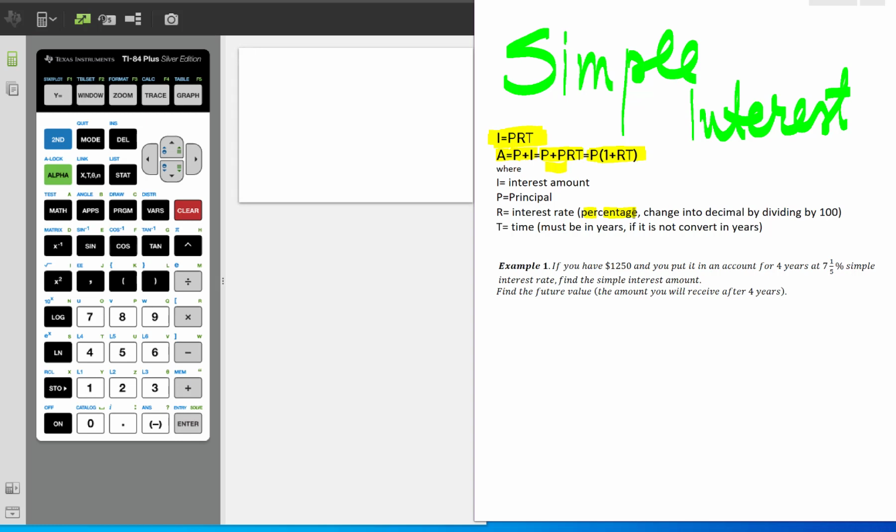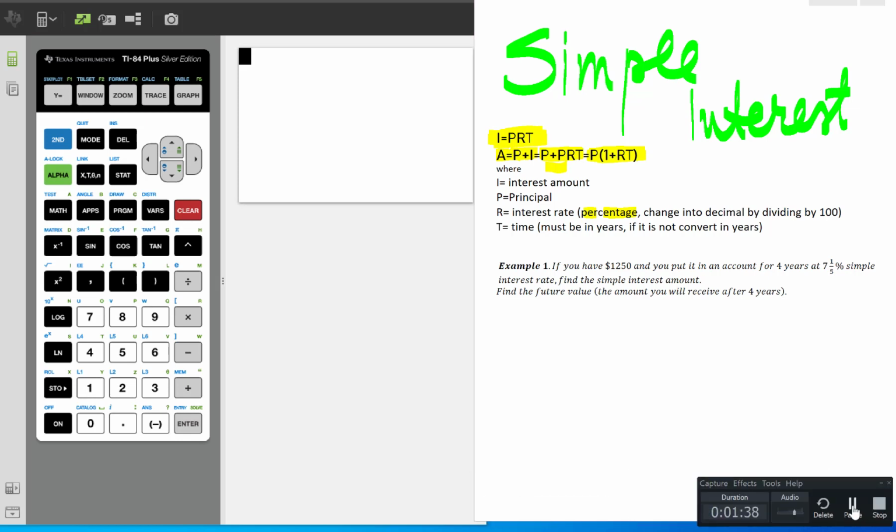T also has the condition that it's in years. So if T is given in 3 days, 1 month, or 6 months, we have to convert it into years. If it's not in years, you have to convert it. Okay, so let's take a look at a few problems.